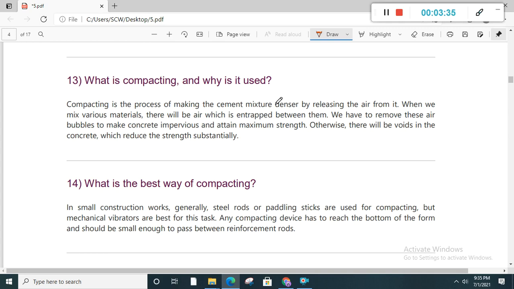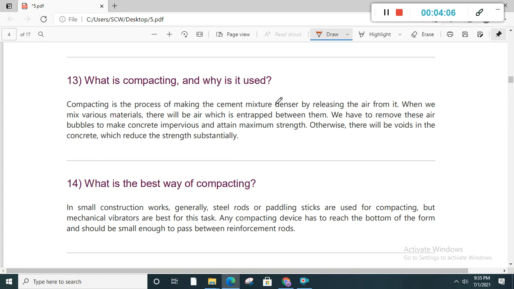Okay, when we mix various materials there will be air interrupted between them. Obviously, among the fly ash or cement grains there will be voids, and if we forcefully apply load from above and remove the air from the voids, then we can say it is compacting. We have to remove these air bubbles to make concrete impervious so that it attains maximum strength.